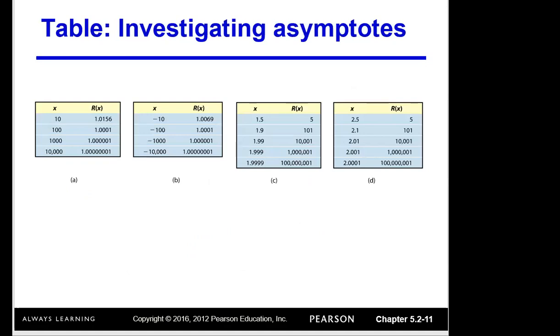And then here's just another slide they threw in here. Again, it's showing you that what we're looking at here is as x is getting bigger, you're going from 10 to 100 to 1,000 to 10,000. I can see it's going from 1.0156 to 1.001 to 1.00001 to a whole bunch of 0's and a 1. It's getting closer. I can look at this and say, as x gets larger, y gets closer.